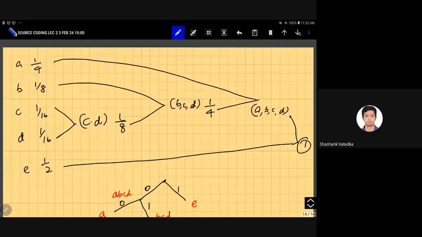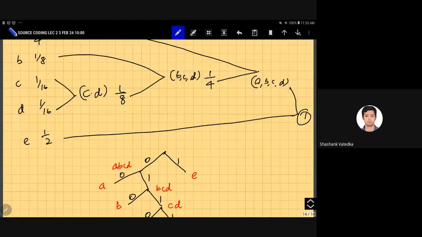Of course, to make it visually easier, maybe it would be useful to just order them in the order of decreasing probability. But the way the Huffman coding algorithm works is that at each step you merge two symbols with the least probability and get a super symbol, and then you keep repeating this till you have no more symbols left to merge. Okay.